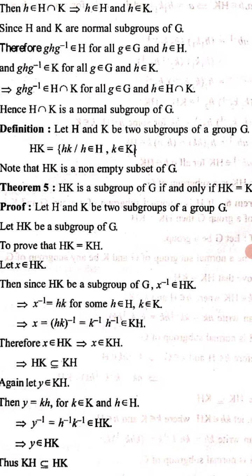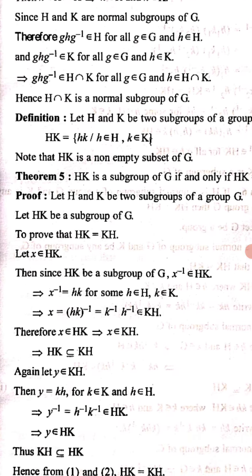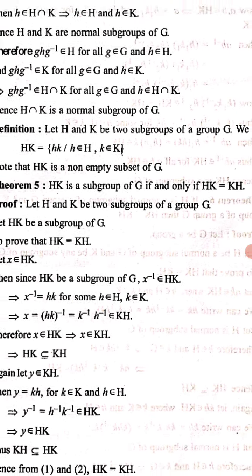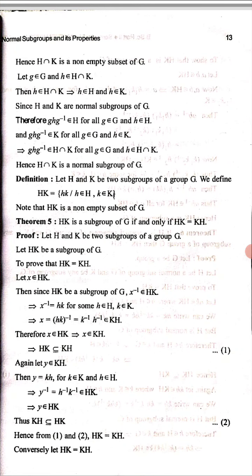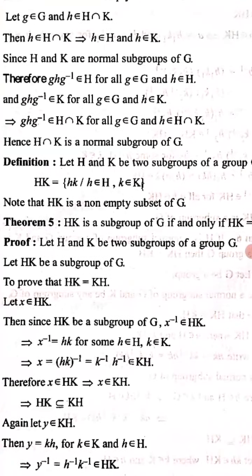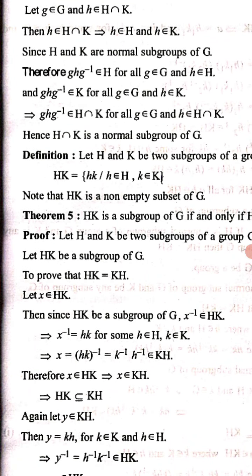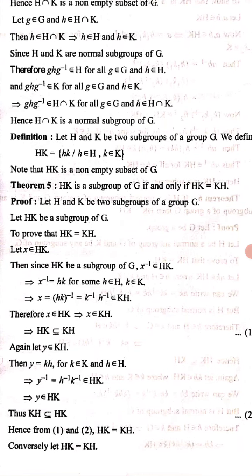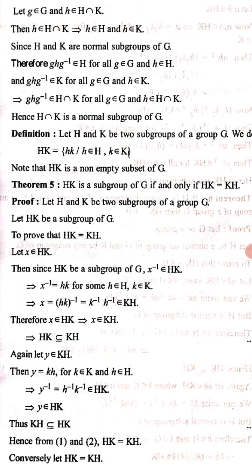Okay. Now see here one definition. Let H and K be two subgroups of a group G. We define HK as the set of all products hk such that h belongs to H and k belongs to K. Note that HK is a non-empty subset of G. Okay, now see the next theorem: HK is a subgroup of G if and only if HK is equal to KH. Okay, so let's start with the proof.